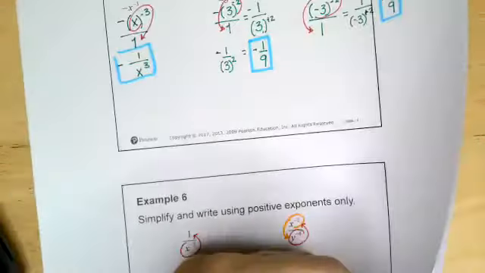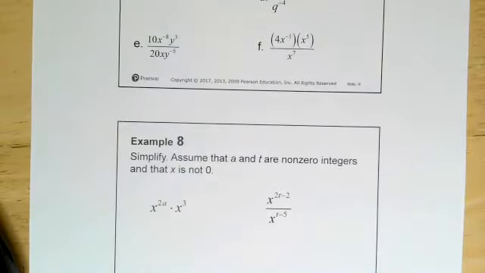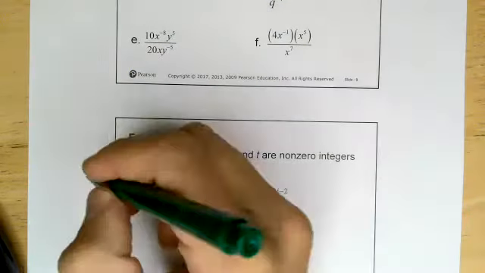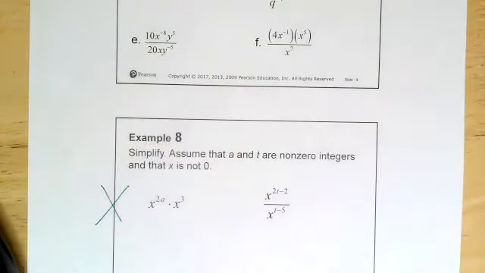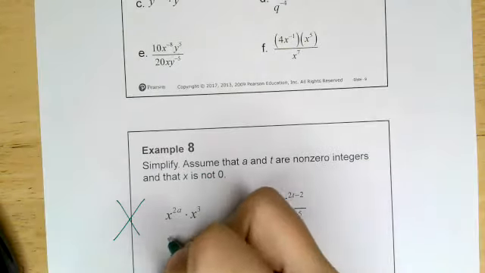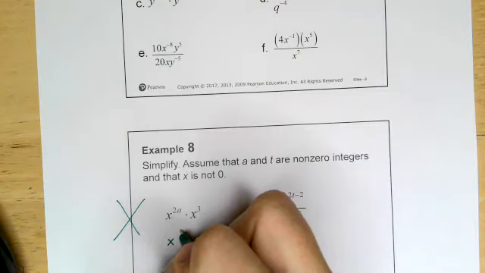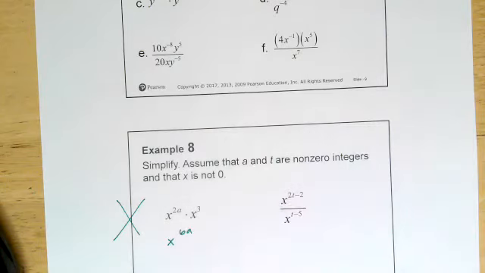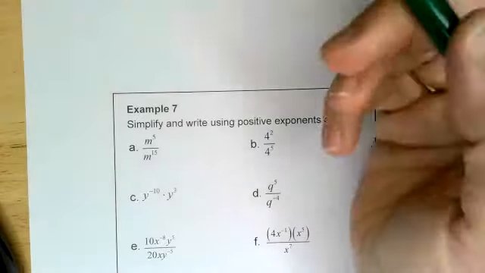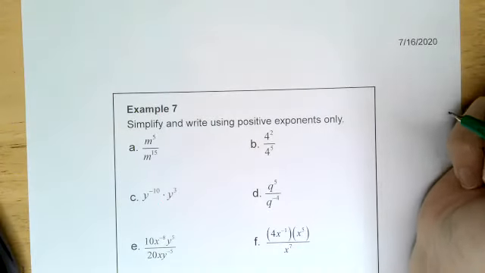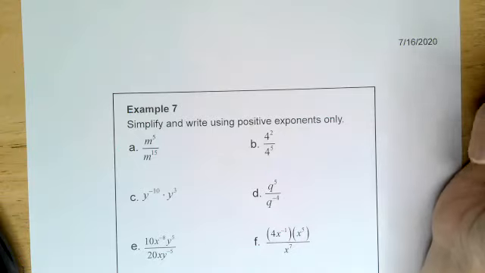One more set of examples. We're not going to do example 8. It doesn't come up. That would just be x to the 6a, right? But we don't need to do that. We're not going to do that. All right. Simplify and write using positive exponents only.